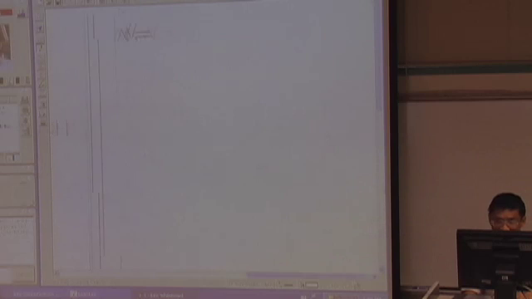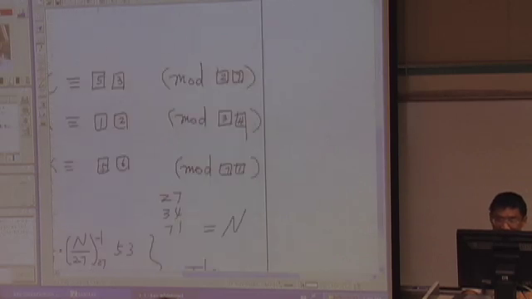So the only thing remaining is the calculation of the inverse. First of all, we need to find n. N equals, so you need to know how to multiply, 27, 34, and then 71. So I will multiply 27 multiplied by 34.